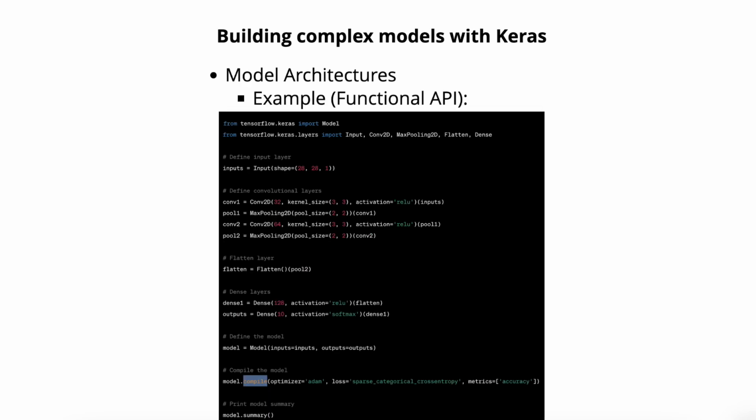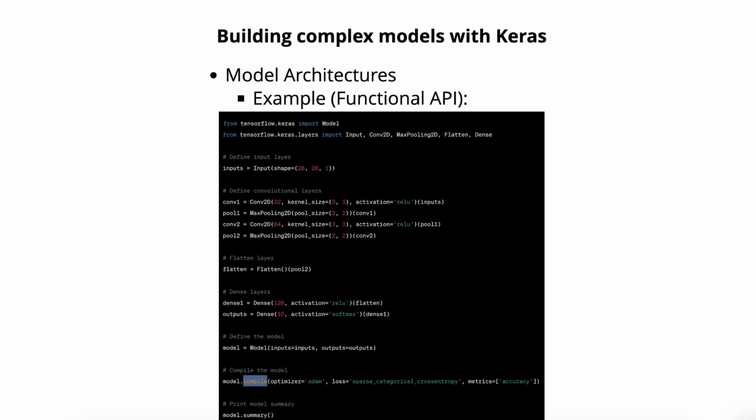An example of a functional API looks something like this, where you first import Model from tensorflow.keras and then import Conv2D, MaxPooling2D, Flatten and Dense from the tensorflow.keras layers. Let's define the input layer by saying inputs equal to Input shape of 28, 28, 1. Define the convolutional layers by saying conv1 equal to Conv2D, 32, kernel size 3 by 3, activation relu, and pass the inputs. Pool 1 is MaxPooling2D, give the pool size equal to 2 by 2 and conv1.